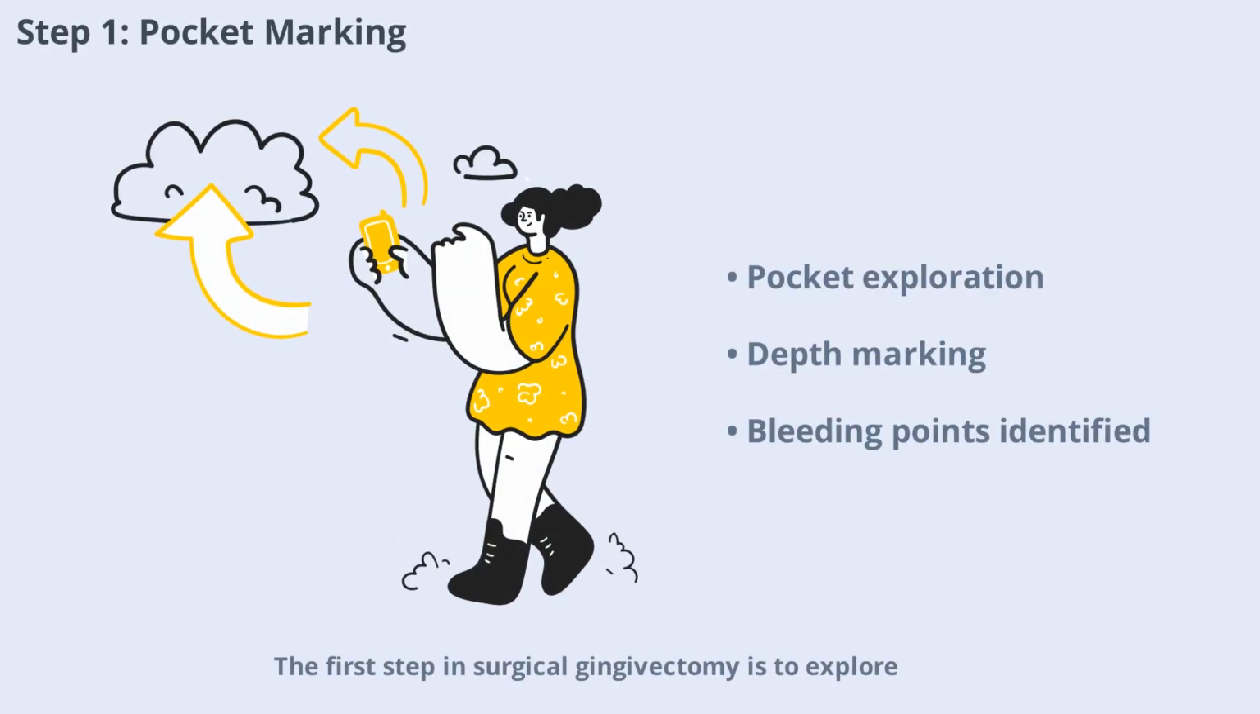The first step in surgical gingivectomy is to explore the pockets on each surface using a periodontal probe. The pocket marker is then inserted to the bottom of the pocket, and the depth is marked with the puncturing beak. Bleeding points are marked in all areas with probing depth. This step is crucial for accurately identifying the extent of diseased tissue and planning the excision. Proper marking ensures that only the necessary tissue is removed, minimizing trauma and promoting optimal healing.